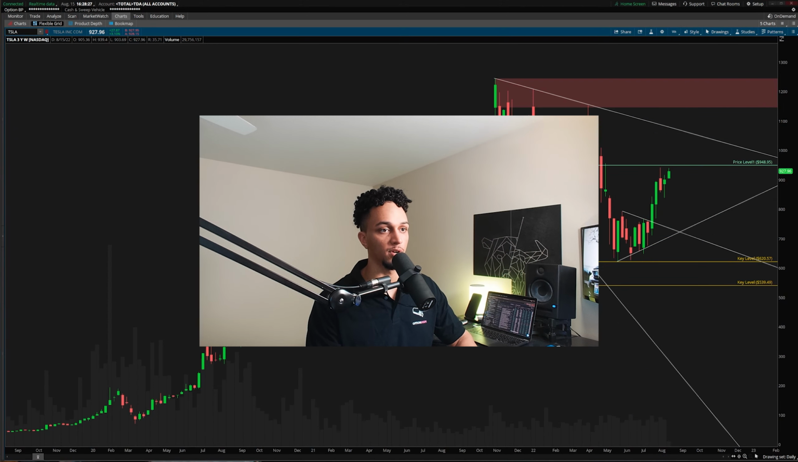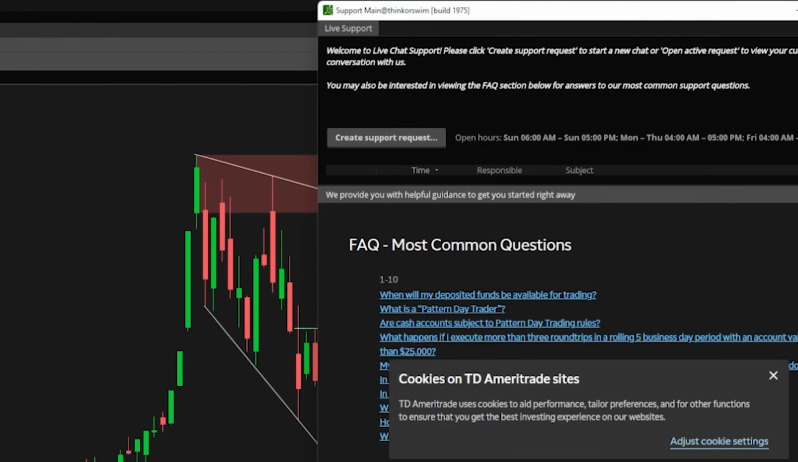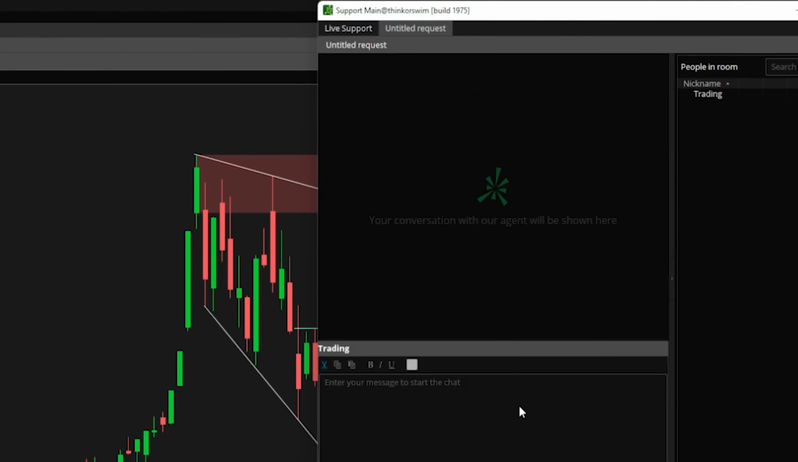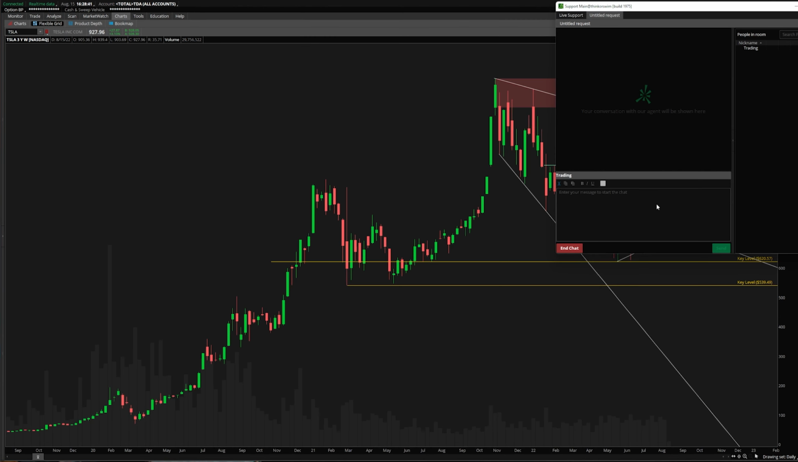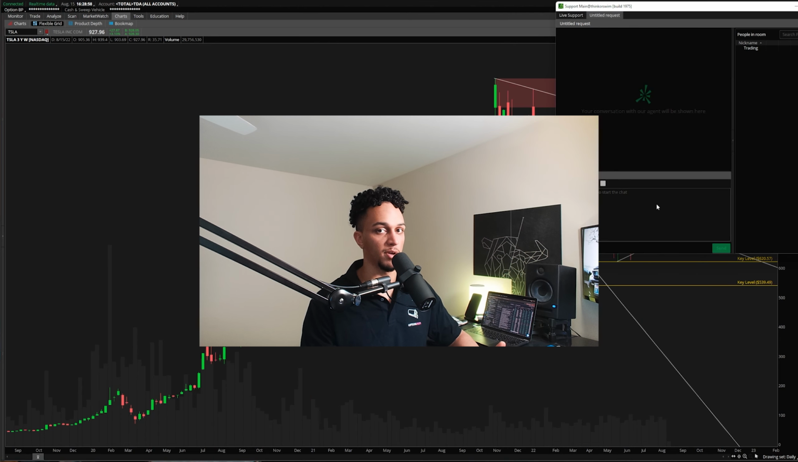I use the version of Bookmap installed directly in ThinkOrSwim. If you don't know how to access it, just come up here in the top right corner, hit support, create support requests, and show them you want Bookmap, and then the live agent will get you set up with it. Now I think it's around $30 to $40 per month, but I have literally $0 in my TOS account, and I haven't been billed once for it, so I'm not really sure how that's shaking out. But I'm using the full version of Bookmap for free pretty much, and nothing's really happened.